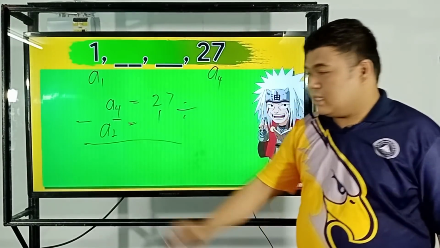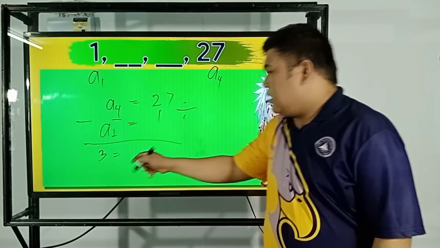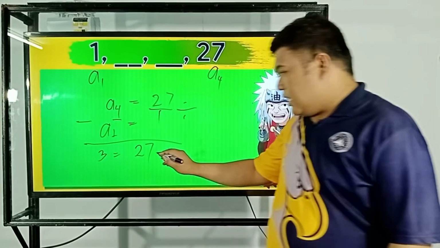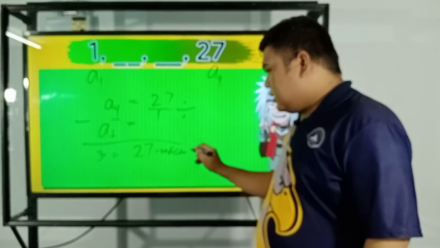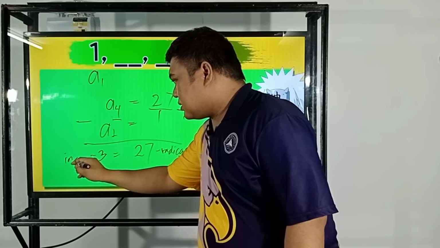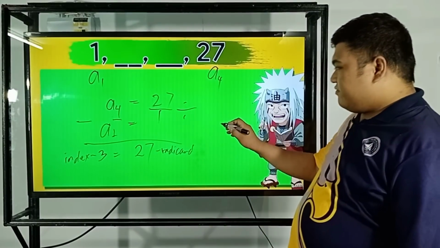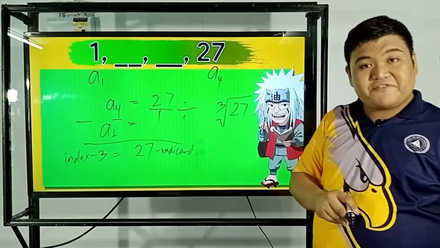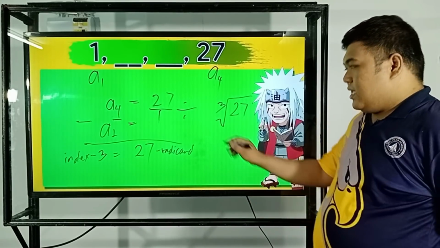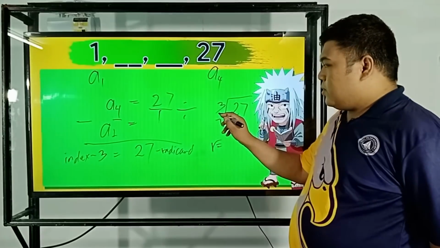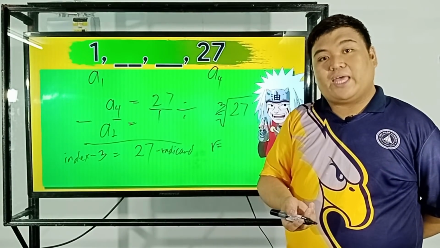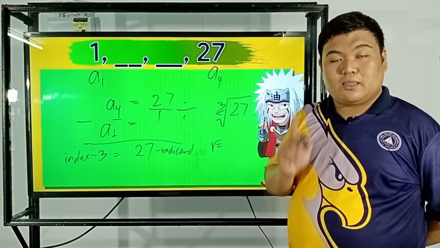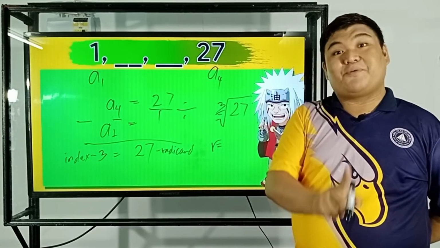4 minus 1 is 3. And 27 divided by 1 is 27. Again, this will be the radicand. And this is our index. So we will have the cube root of 27. That is our common ratio. Now, ano ang index? Odd or even? Okay, since ang index po ay 3, it is an odd number. And since it is an odd number, so isa lang po ang sagot.